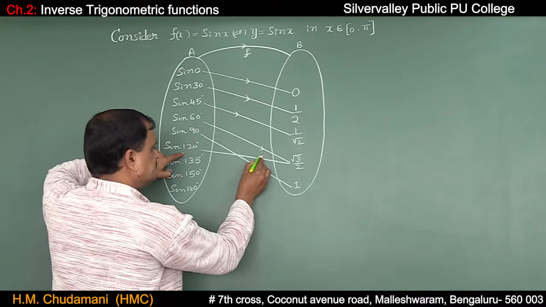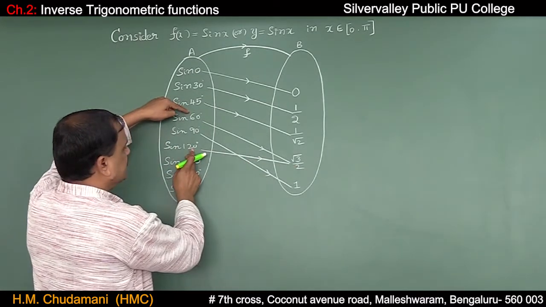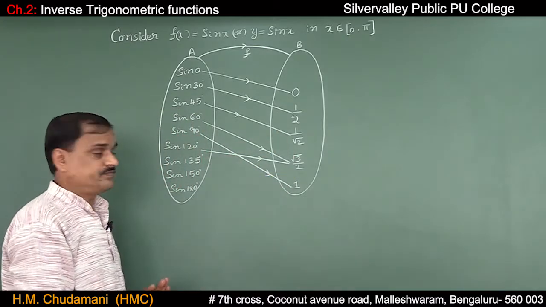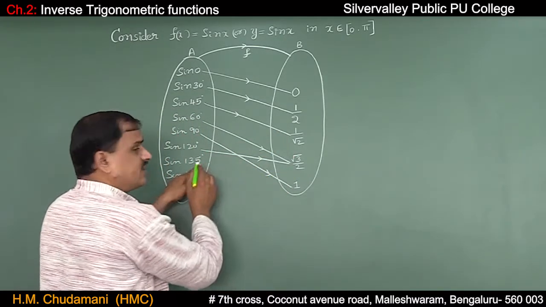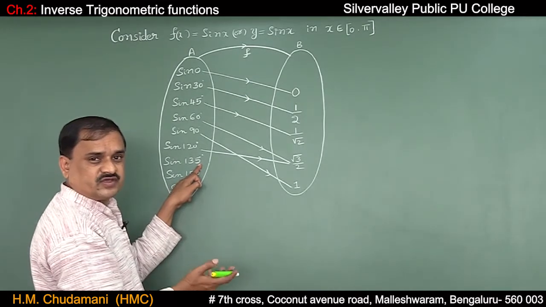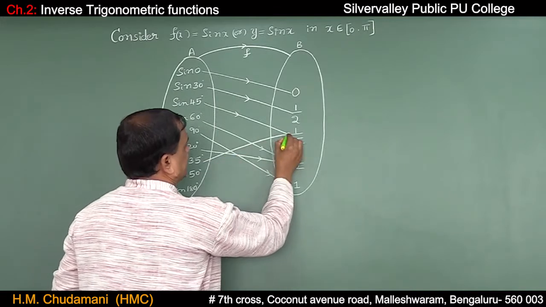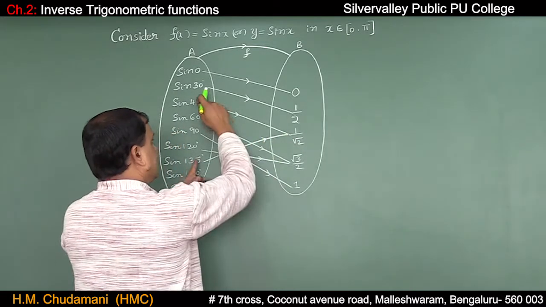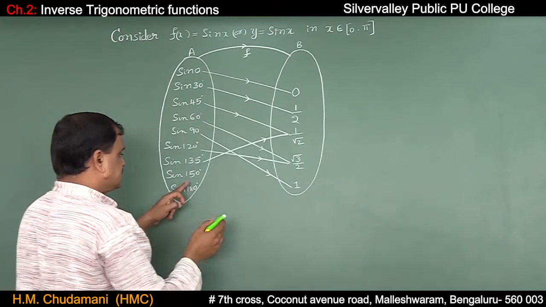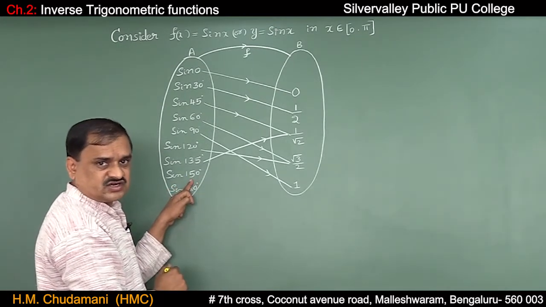Now look at this. Two different elements take the same value: sine 60 degree and sine 120 degree, both are root 3 by 2. It is not one-one. 135 can be written as 180 minus 45, and sine of 180 minus 45 means sine 45 degree. Sine 135 degree is the same as sine 45 degree. Again, the image is not unique. Uniqueness fails. 150 degree is 180 minus 30 degree.